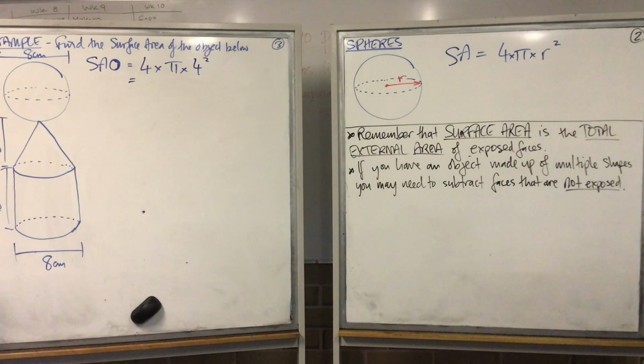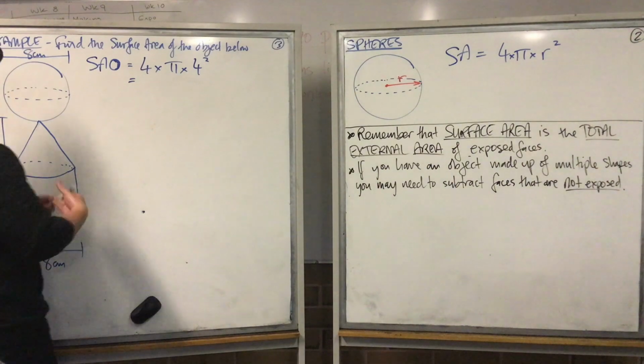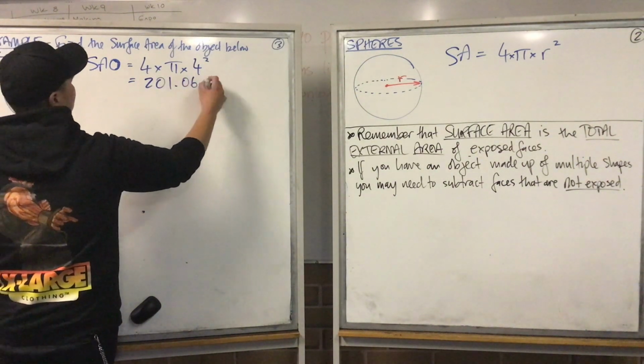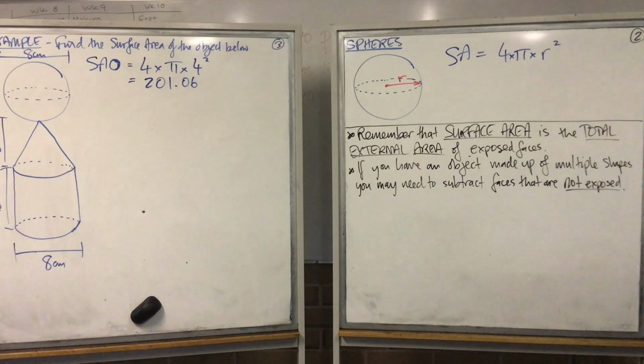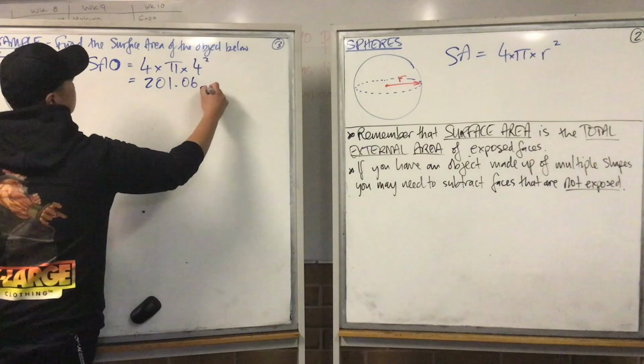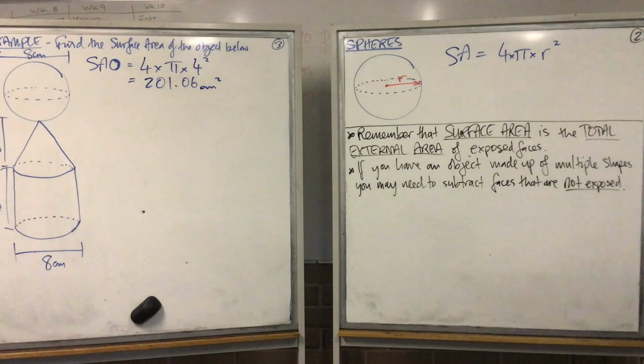So, according to BEDMAS, what would I have to do first? I need to do 4 squared first because it's an exponent. So 16 times pi times 4. Someone help me out, please. I'll do it as well to make sure. 201.06. What units would that be in? Would that be in centimeters? Square centimeters, because we're talking area now, not length.